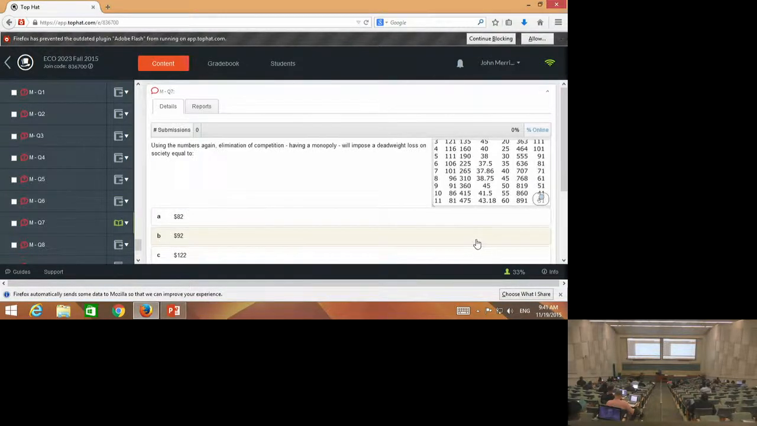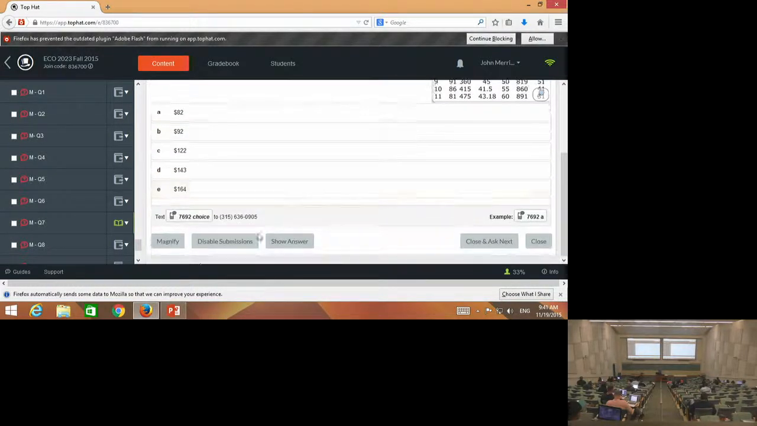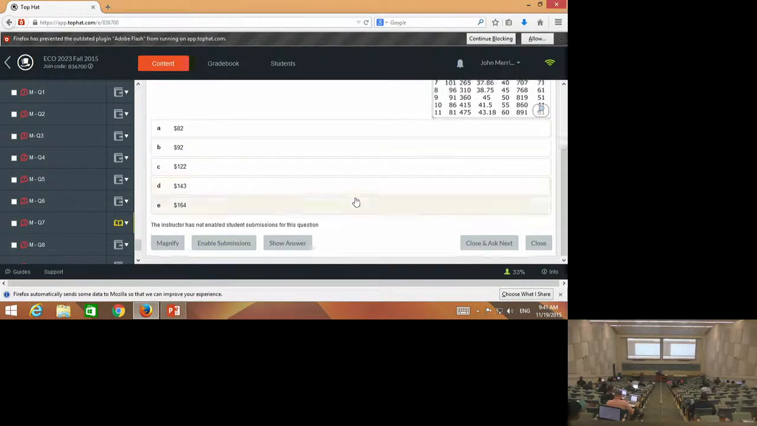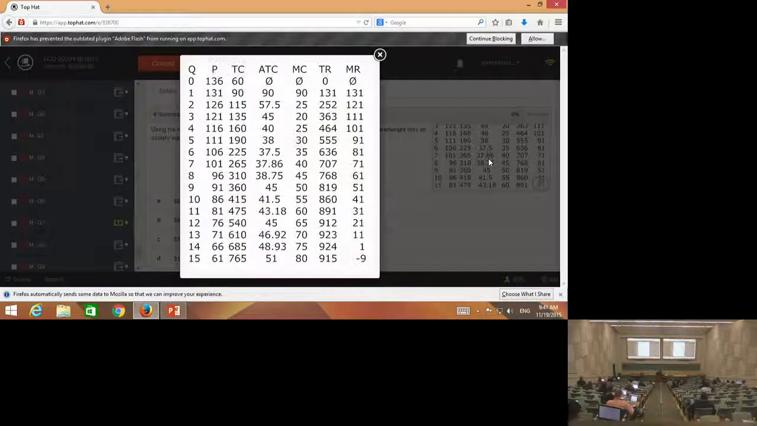Okay, hopefully we're back to the right numbers there. Let me disable submissions on this one just so we can use the graph. Okay, so what's the maximum profit? Back to the numbers that we were supposed to use. Before I send these over to you, I will fix that on the other question before I put them all in your file. We already know the right quantity is 9. I already know the right price. That's 91, right? So I'll just stick it in here.